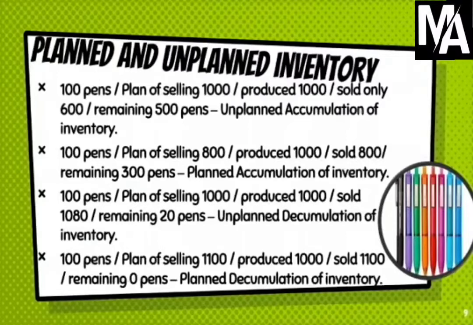Sadly, in that year, the person was able to sell only 600 pens. So, he had 100 pens as opening stock. He created 1000 more pens, which means he has now 1100 pens.